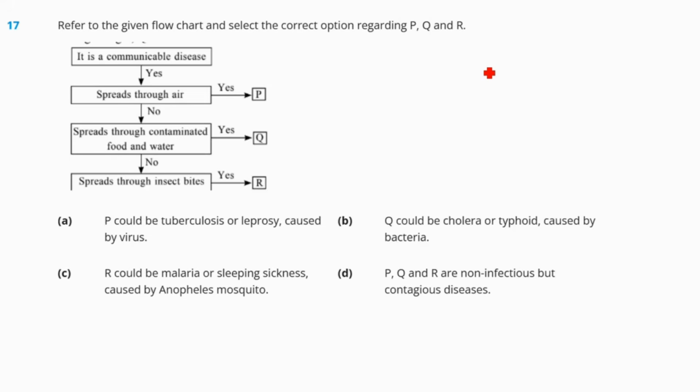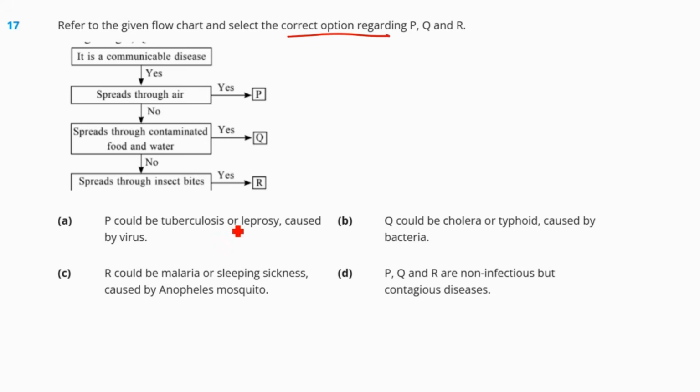Question number 17. Refer to the given flowchart and select the correct option regarding P, Q, and R. It is a communicable disease. Yes. Spreads through air. Yes is P. P can be any air-transmitted disease. It can be tuberculosis. Spreads through contaminated food and water. Yes is Q. So it can be cholera or typhoid. Spreads through insect bite. Yes is R. R can be malaria, dengue, all of these. And we have to find out the correct option.